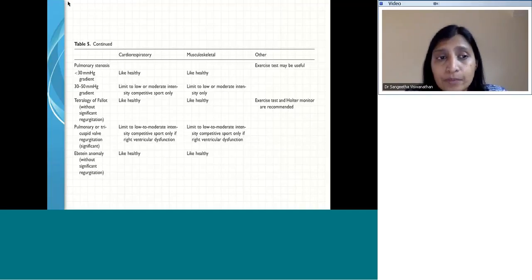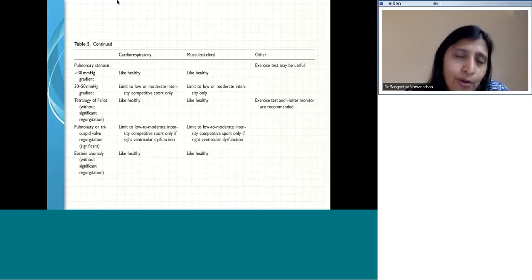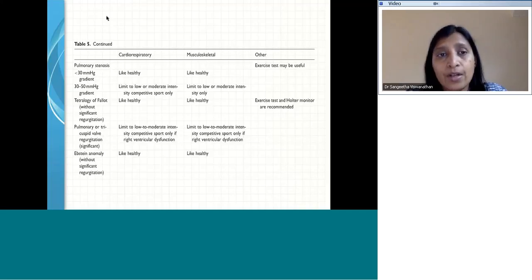Now, you know that patients with tetralogy, the arrhythmia problem is usually related to a hemodynamic problem. So usually things like ventricular tachycardia coexist with significant pulmonary regurgitation and RV dilatation. So it is an indication often for pulmonary valve replacement. Then just isolated pulmonary or tricuspid valve regurgitation, they can still undertake, as long as the RV is reasonable, at least moderate intensity competitive sport. So if you look at several of the conditions, there are not many restrictions.